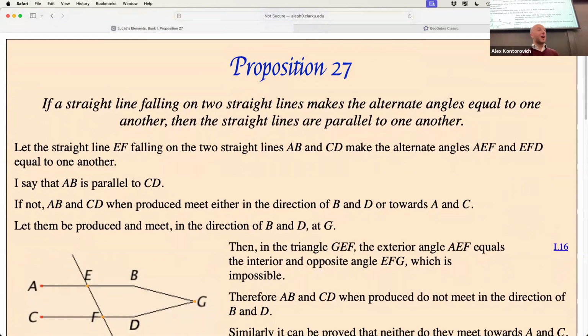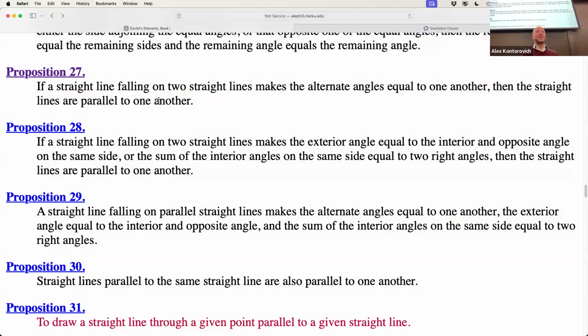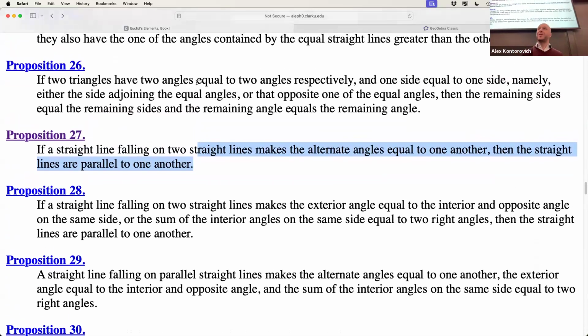If you have a straight line falling on 2 straight lines so that the alternate angles are equal to one another, then the straight lines are parallel. They cannot intersect. If they do intersect, you come up with a contradiction. Okay, this is I27, and it's the last proposition that does not use the parallel postulate. I28 is the first time the parallel postulate is actually used. So the first 27 theorems in book 1 are just as valid in spherical geometry on the surface of a sphere, just as valid in hyperbolic geometry, which we haven't discussed, but we will.